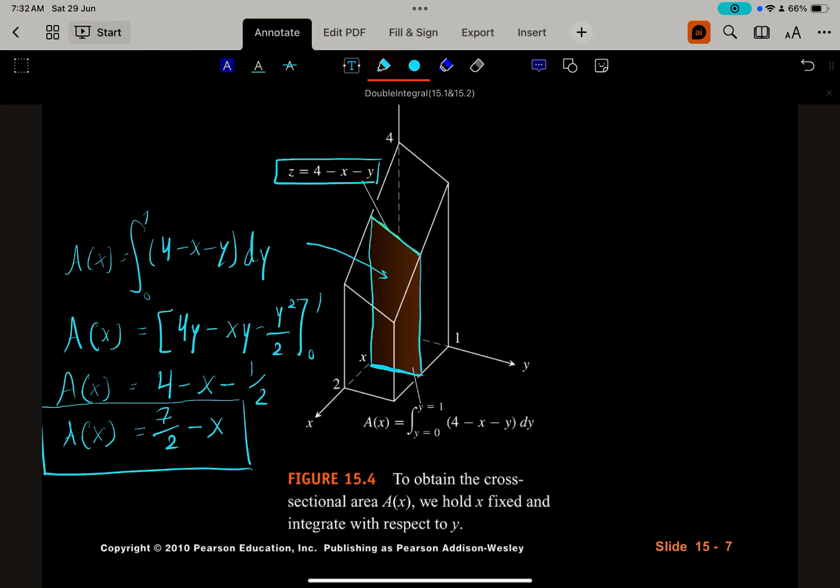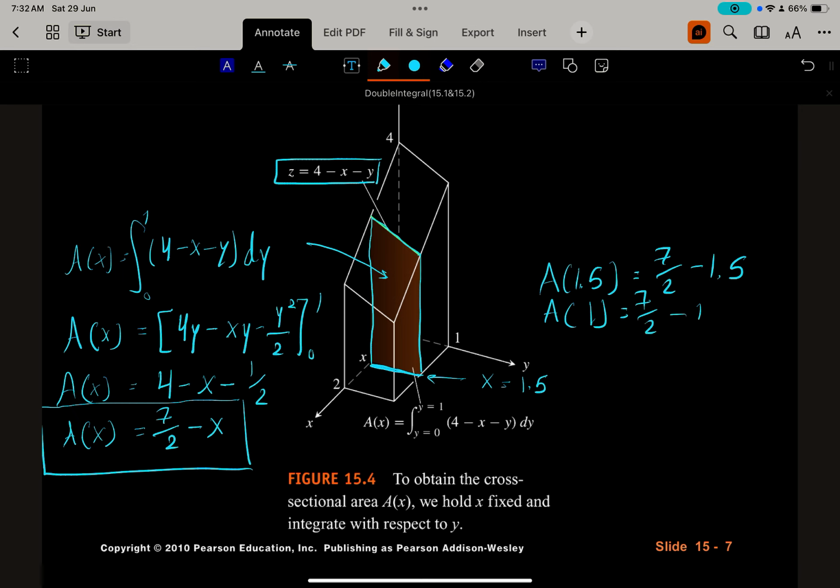If we want to find this cross-sectional area at any point x, then we can just substitute that point x. So for example, let's say here x equals 1.5. If we want to find the cross-sectional area of the solid at the point 1.5, we're going to have 7 over 2 minus 1.5, and this is the cross-sectional area there. Now if you want another value, for example 1, you can get 7 over 2 minus 1, and so on.